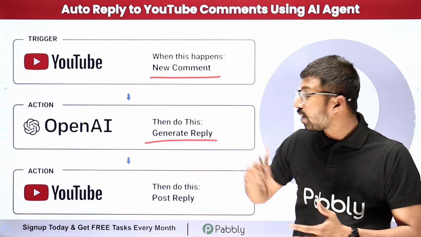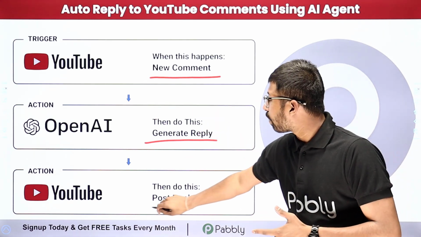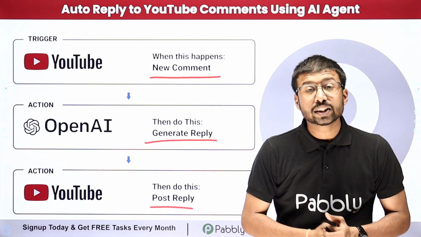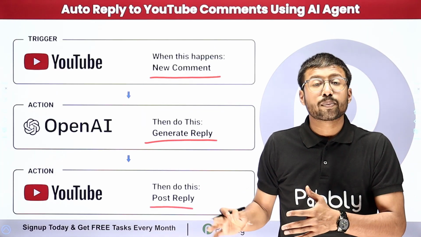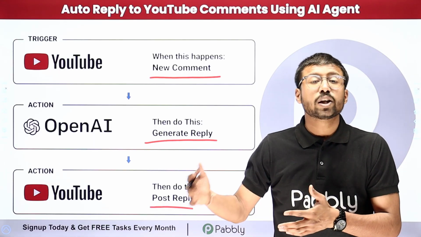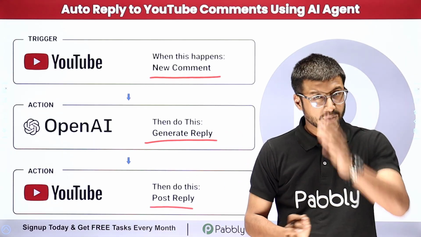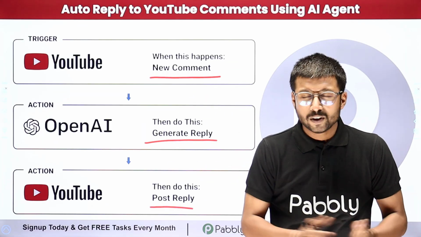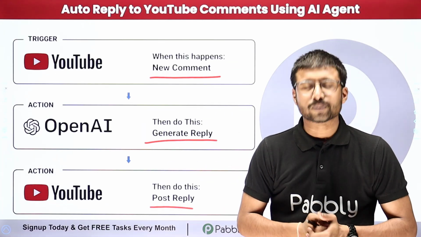Using these platforms, you can generate a reply for the same comment which you have received. After generating the reply, we are going to post the same reply back on the same comment using the same AI agent. So this AI agent is going to completely automate the process of generating the AI replies for your comment and posting it back. Now, if you want to learn how you can build this AI agent all by yourself, you just have to come with me to my screen.